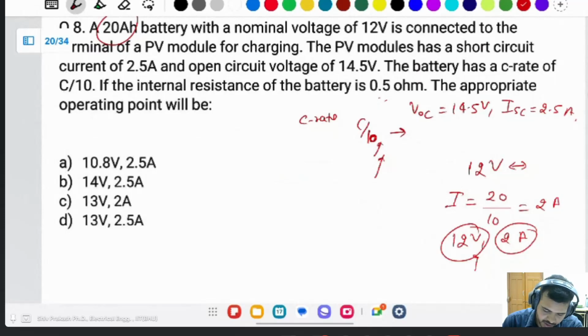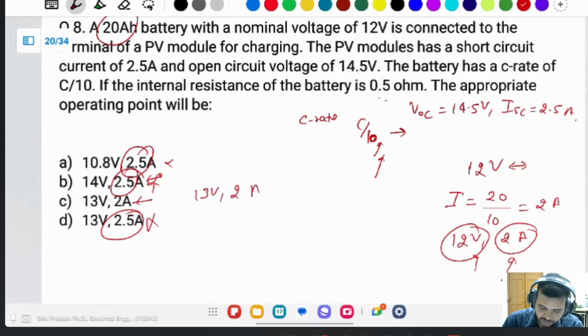But in short circuit condition, you can use the same thing. Short circuit current can flow. If you want to make a maximum current, this will be 2.5 ampere. You can't use 2.5 because the C rating is 2 ampere only. That's why you use 13 volt, 2 ampere as the operating point of this one.